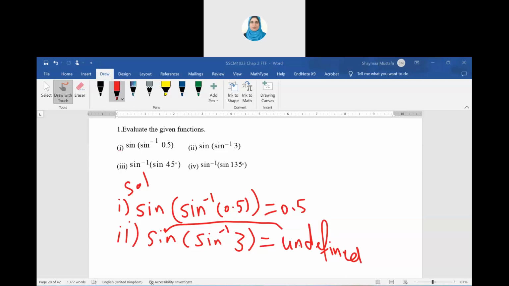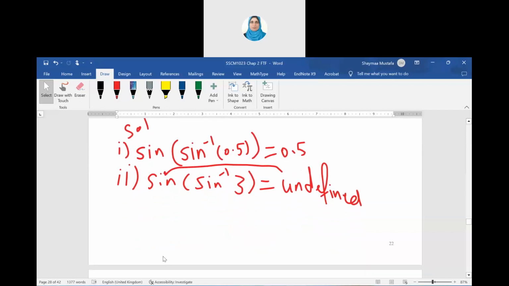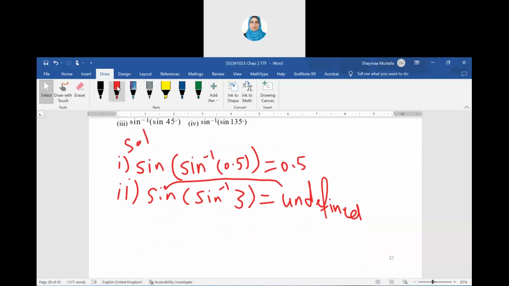Okay, about the third one, sine inverse sine 45. Give me the answer. Sine inverse sine 45.